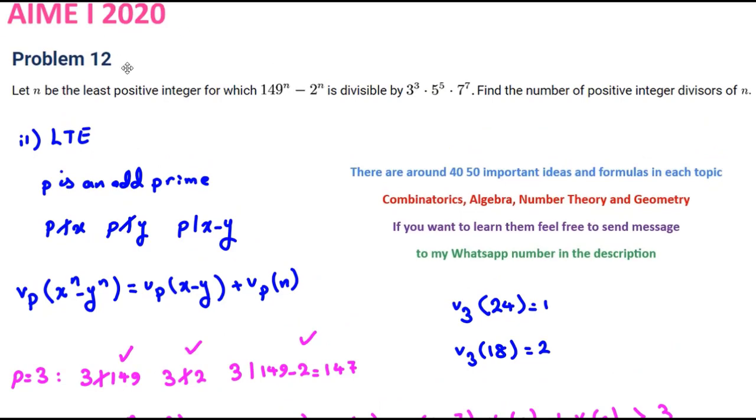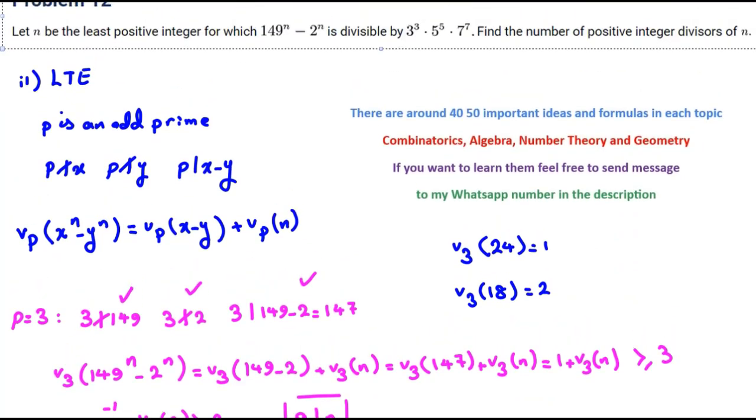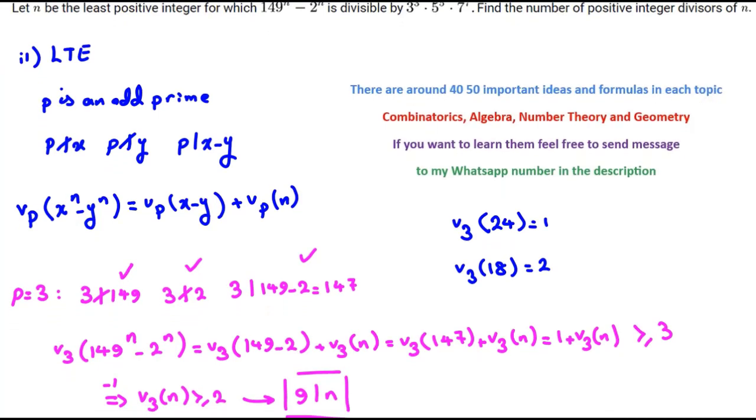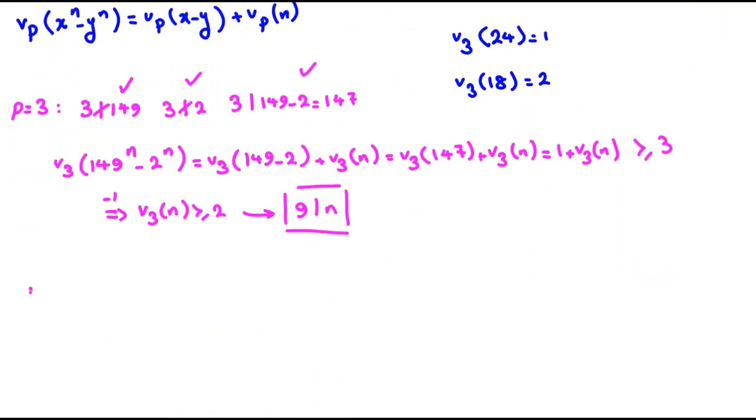Now you can see what we did here. After working on 3, we try the other primes. 7 is easier, 5 a bit harder. So try to work on 7 first on your own. Okay, let's apply 7. Now, if you consider P equals 7, 7 doesn't divide 149. Let's see.